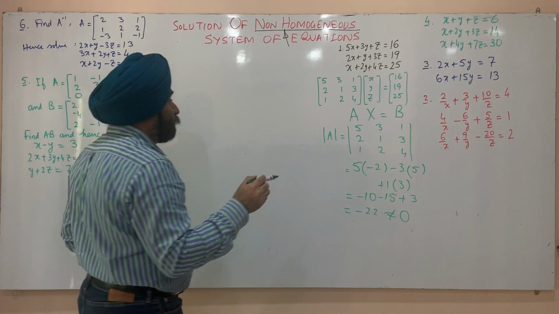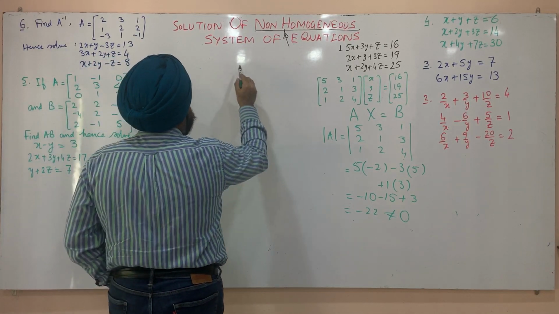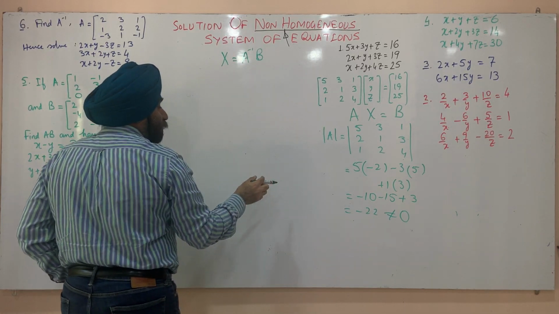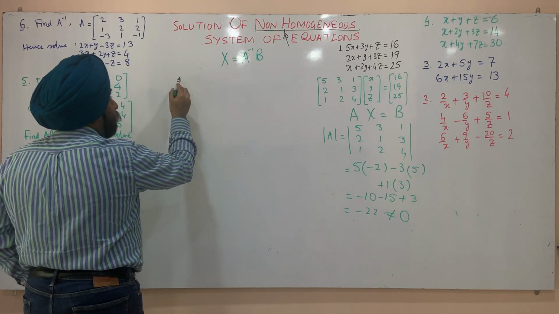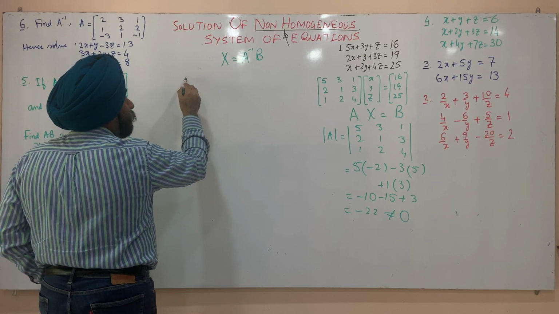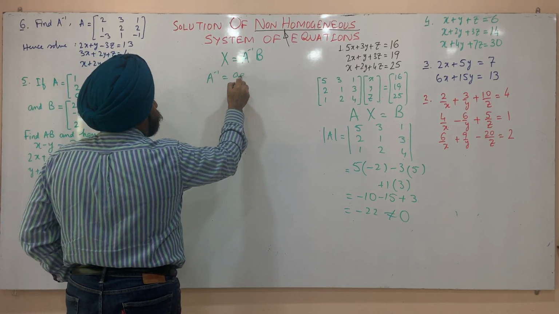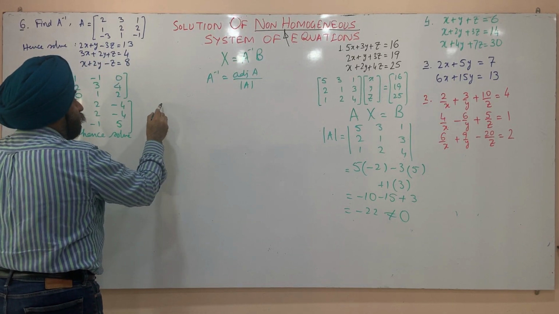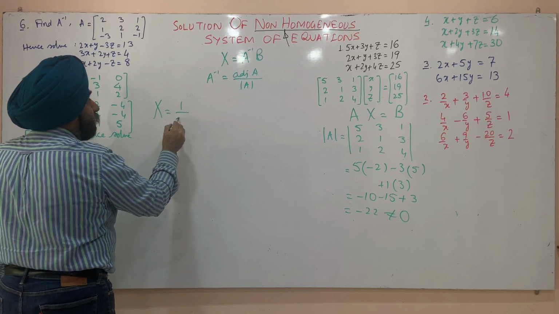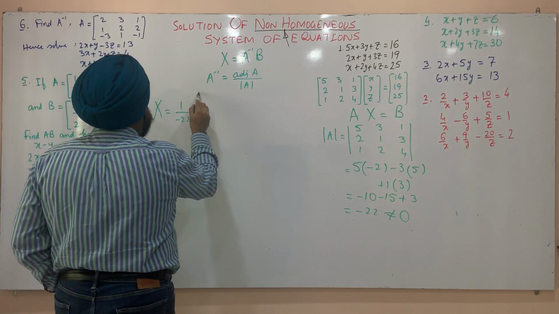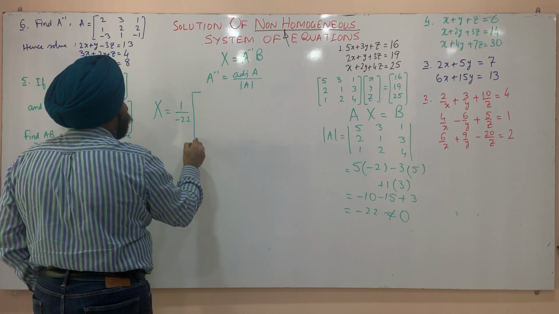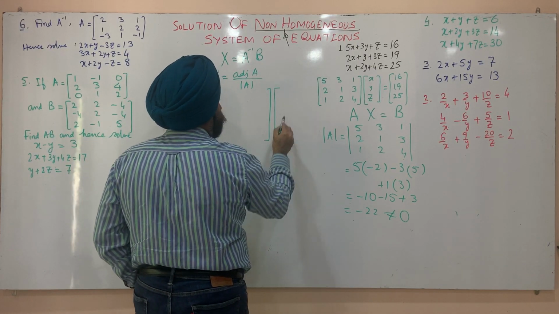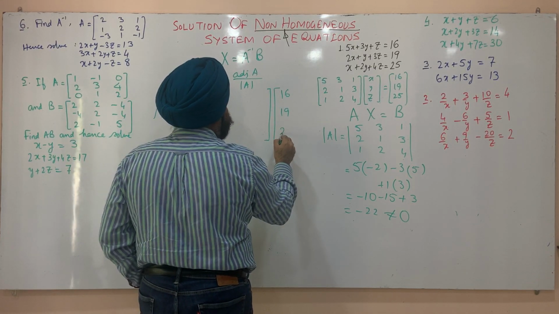Let's find out the unique solution. For the unique solution, X = A inverse B. Let us now find A inverse. We know it's adjoint of A upon determinant of A. So X is 1 by the determinant, which is −22, times the adjoint, times B. This is B: 16, 19, 25.